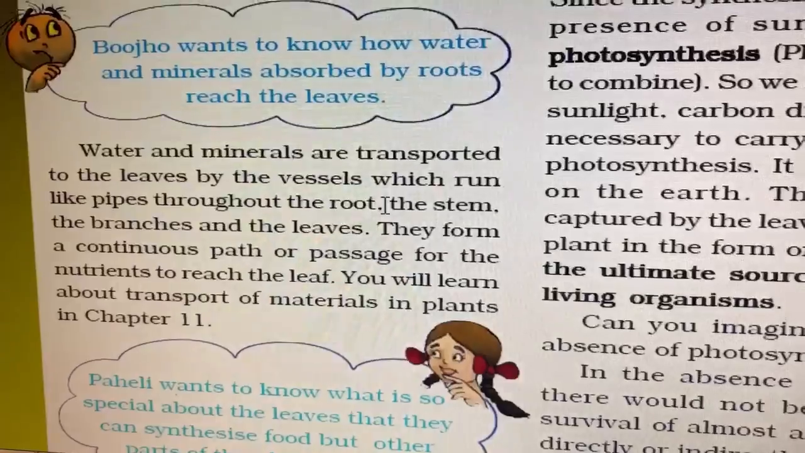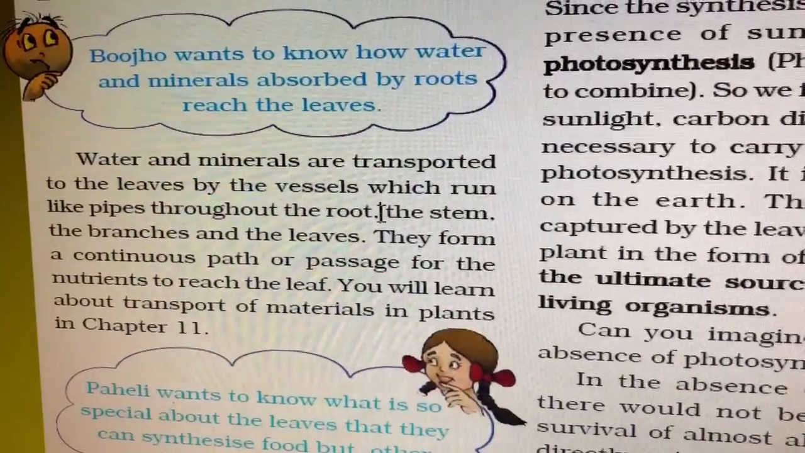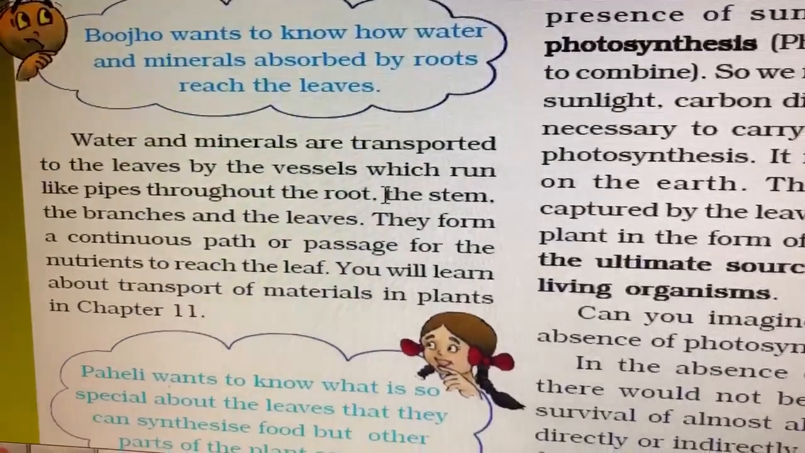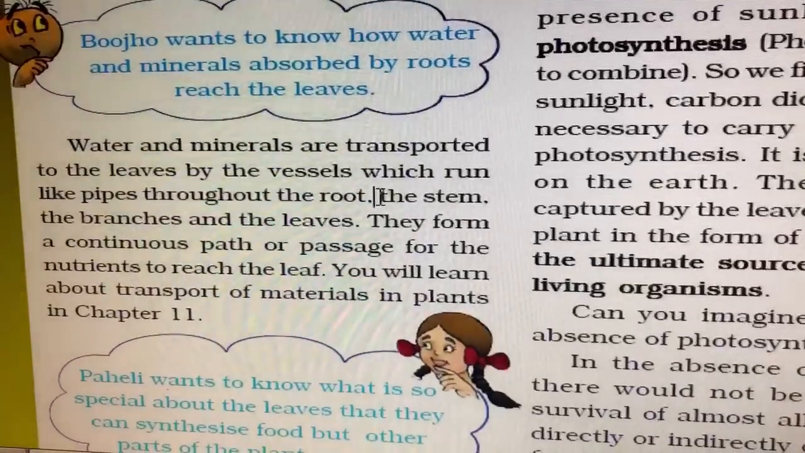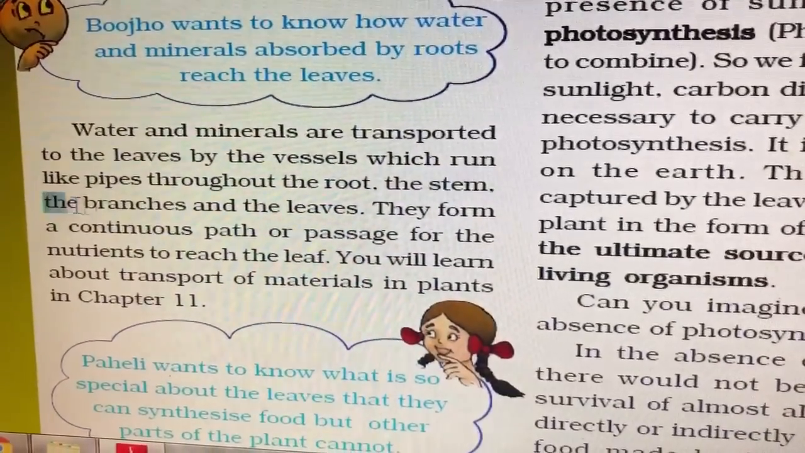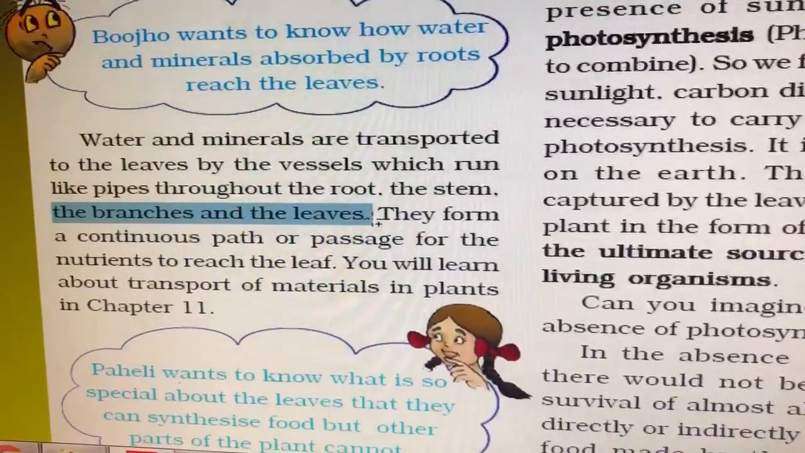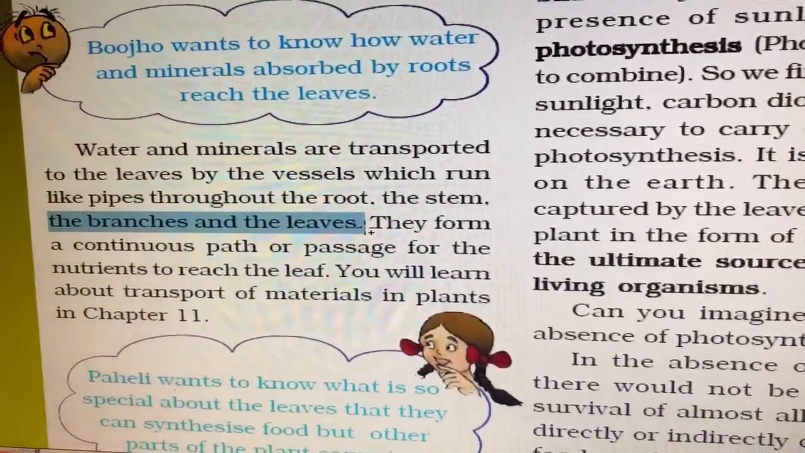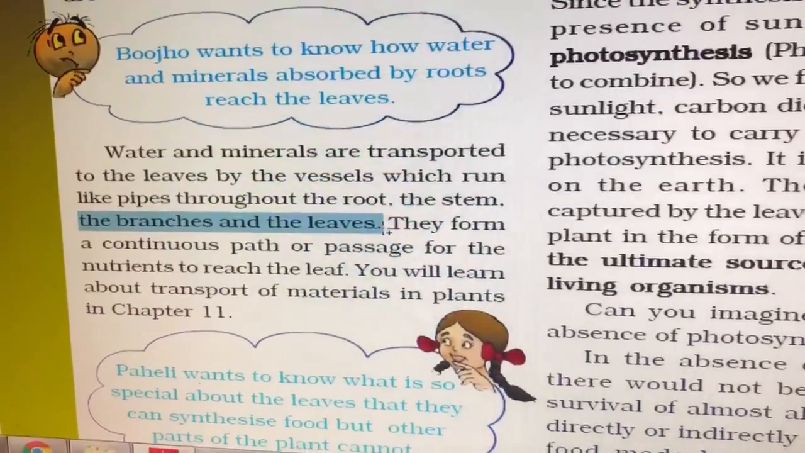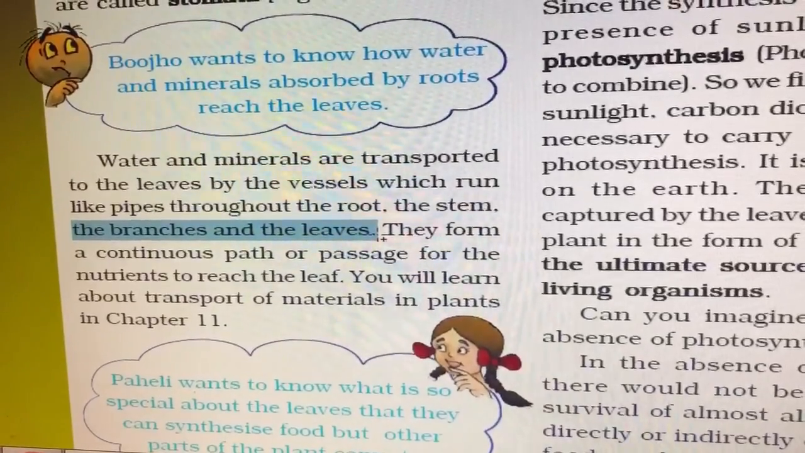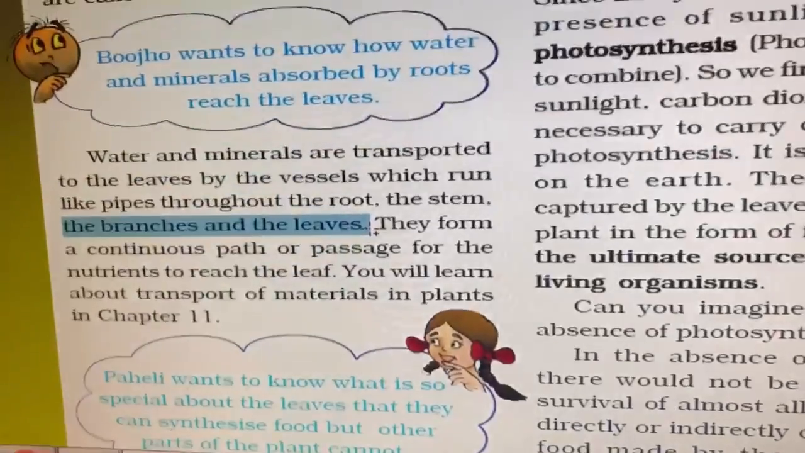Let's read further. The stem, the branches and the leaves form a continuous path or passage for the nutrients to reach the leaf. These components help the nutrients reach the leaf, forming a passage-like structure through which nutrients can reach the leaf. You will learn about transport of materials in plants in chapter 11. Regarding this transportation process of nutrients, we will be reading about it in our further chapters.